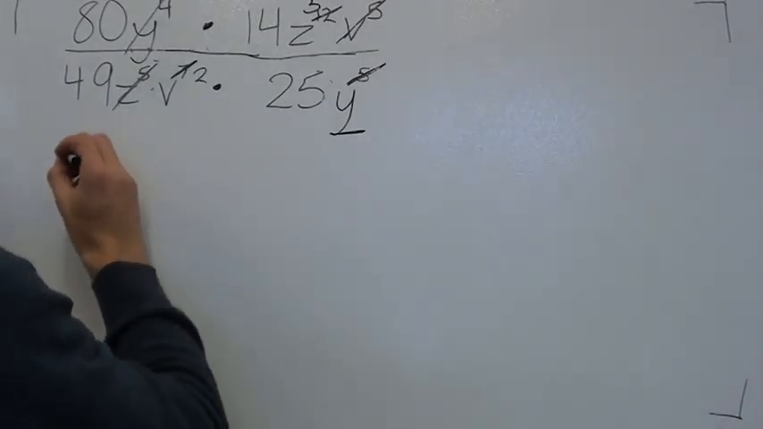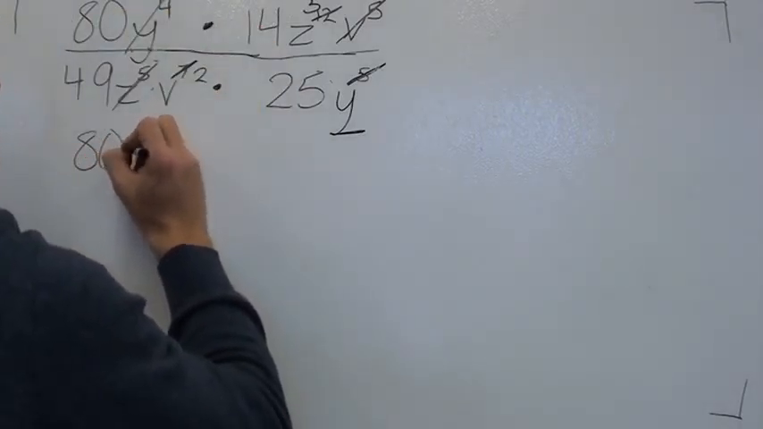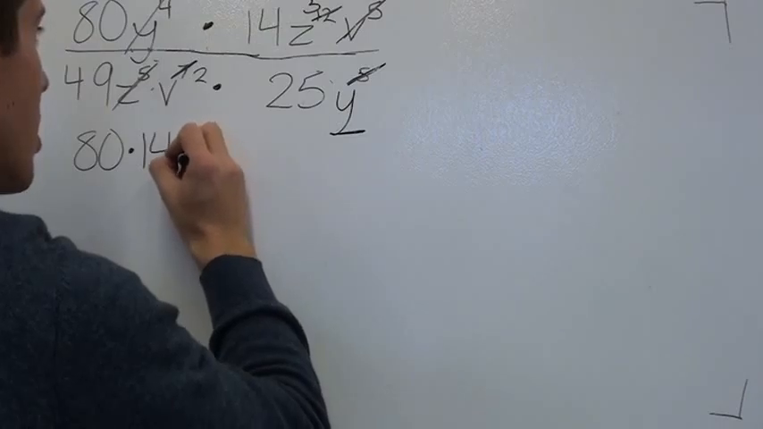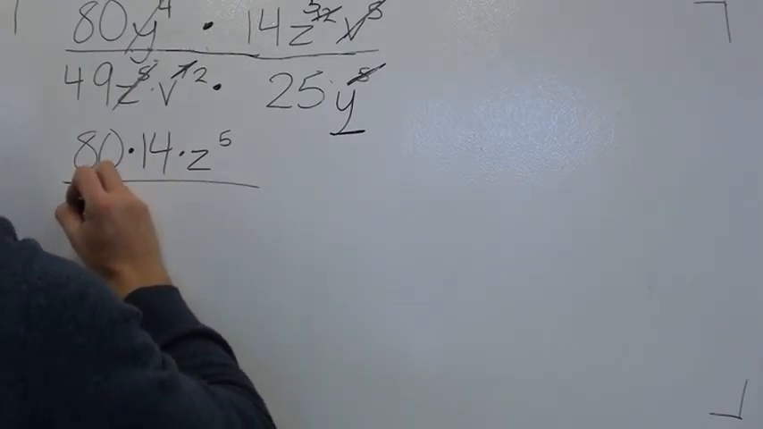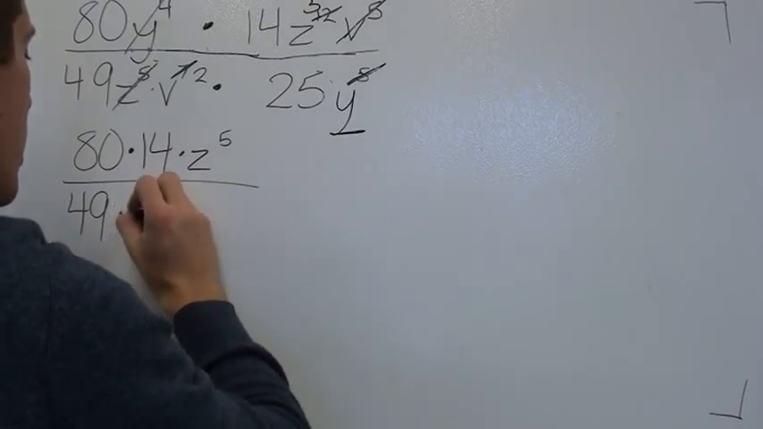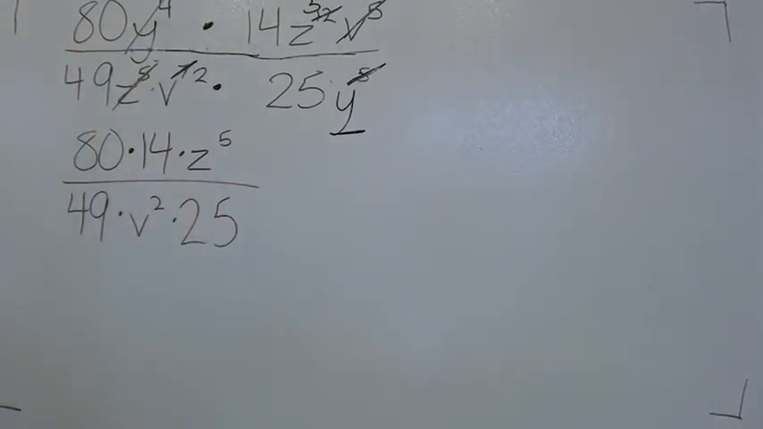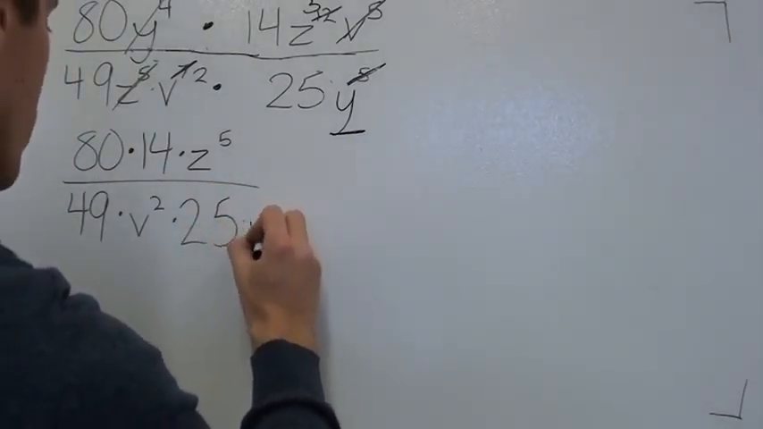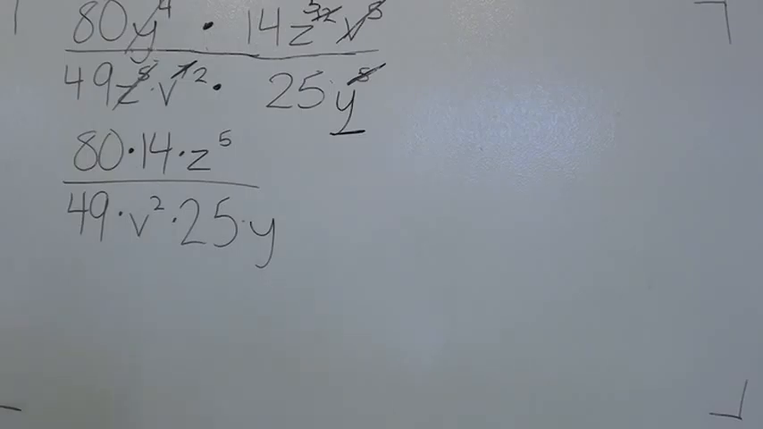All right, so let's rewrite. Let's see, on the top we still have 80 times 14 times z to the fifth. On the bottom we still have 49 times v squared times 25 times y. That's as much as we can reduce these variables right there. But there's still a lot of reducing we can do with just these numbers right here.